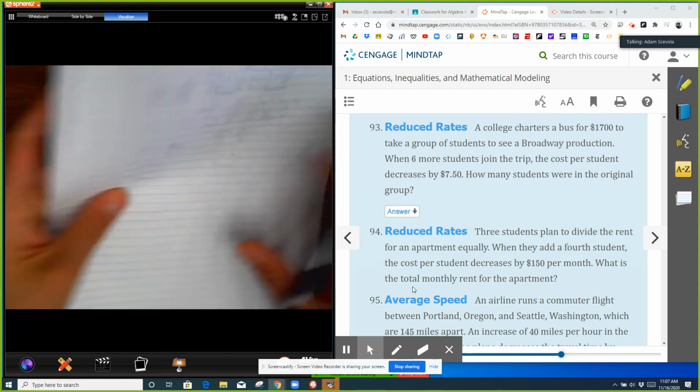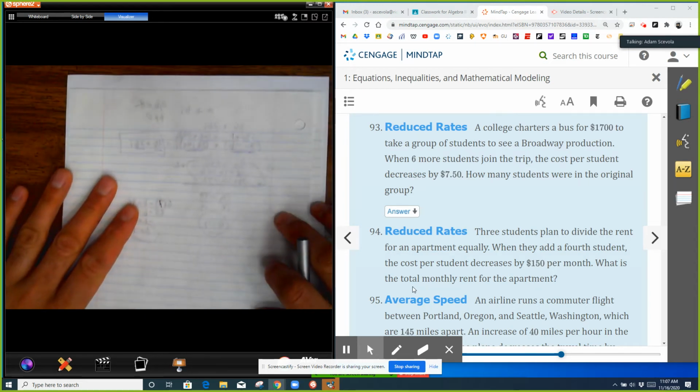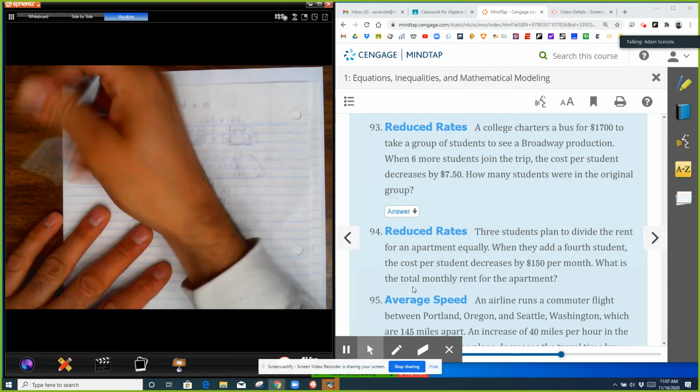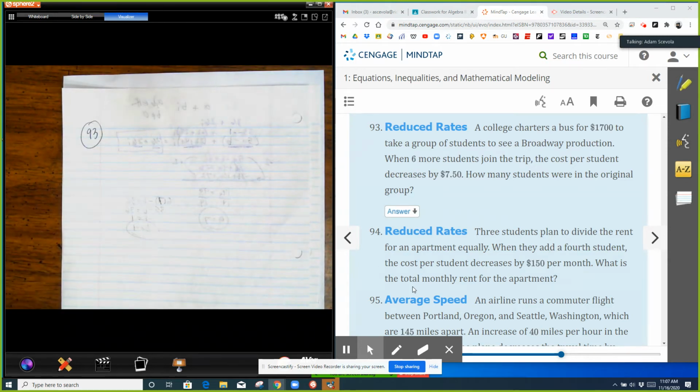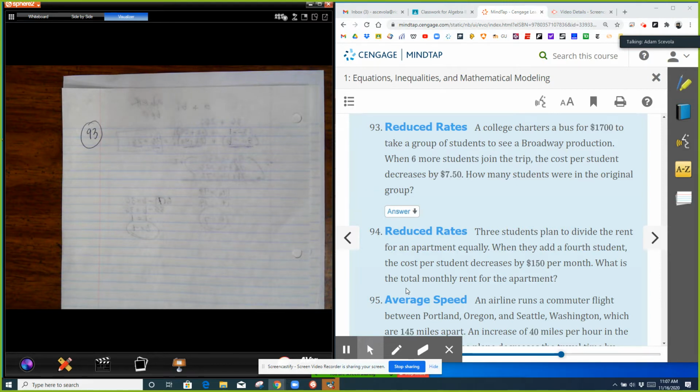All right, this question we'll go over number 93, the word problem about reduced rates. So the question reads: a college charters a bus for $1,700 to take a group of students to see a Broadway production. When 6 more students join the trip, the cost per student decreases by $7.50. How many students are in the original group?